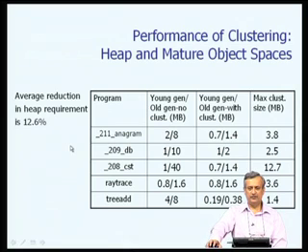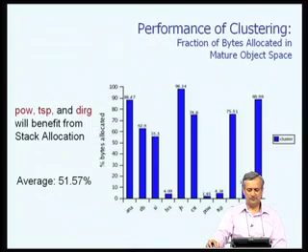So, by introducing the mature object space and clustering, we have reduced the sizes of the young and old generation that we require. So, the heap size requirement has come down drastically. So, this is regarding the memory space requirement. What about the performance of clustering? So, fraction of bytes allocated in the mature object space.